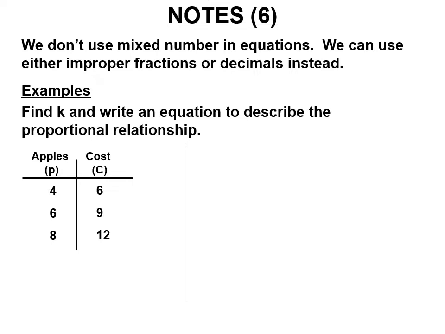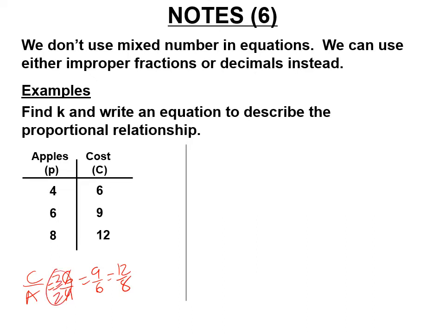We don't use mixed numbers in equations, right? So you're going to use fractions or decimals. So let's see that. Here it's cost per apple, so it's 6 over 4, right? It's any of these, but none of those are simplified. But we can simplify that to 3 halves.